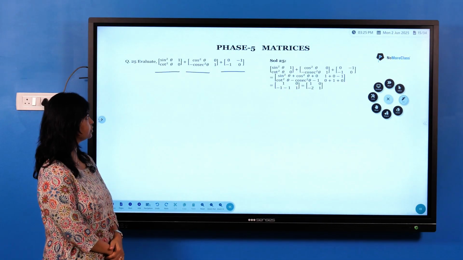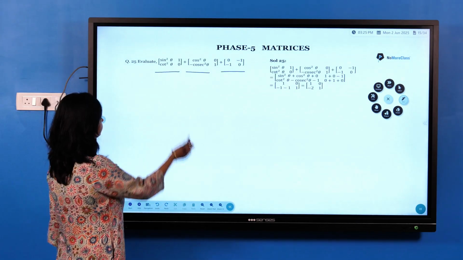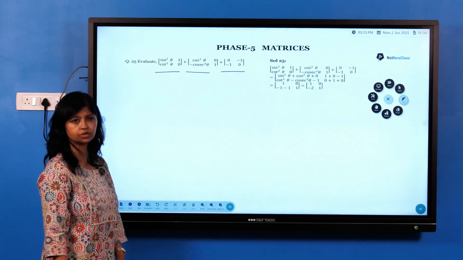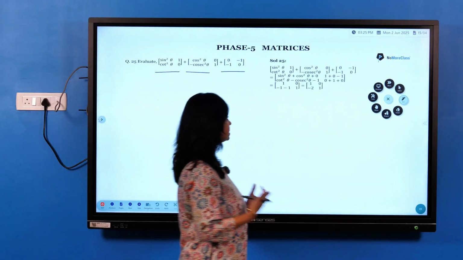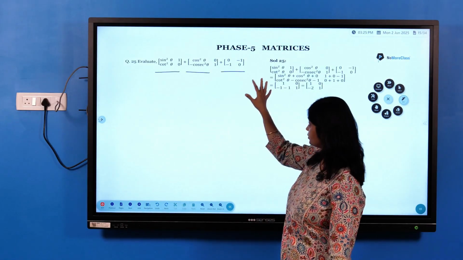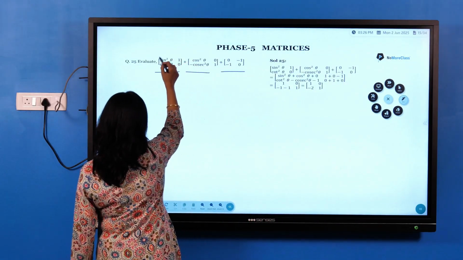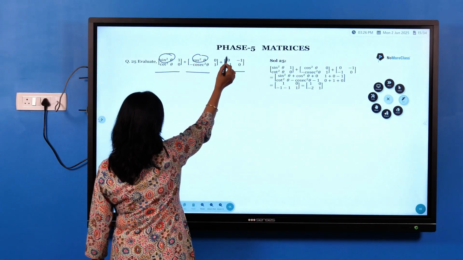So, first of all, we have to just remember this in mind: whether addition is defined or not. In this case, we can see the orders are the same, because addition is defined only for the same order matrix. So here, all the three matrices are of the same order. And how do you add them? Simply, you add the corresponding elements.